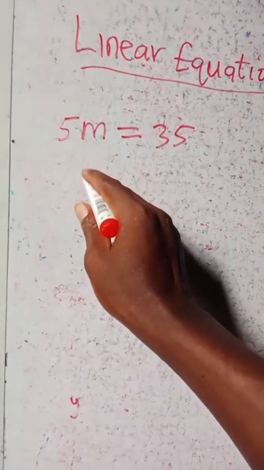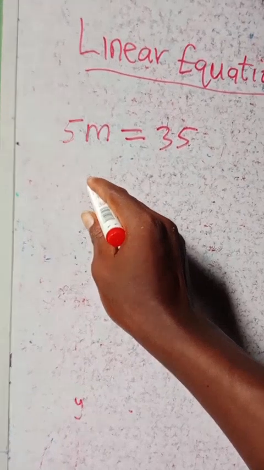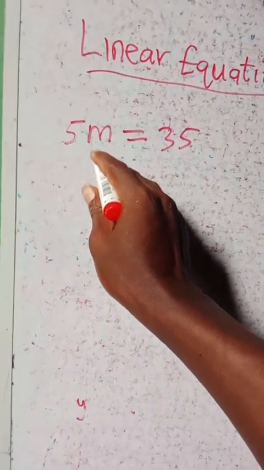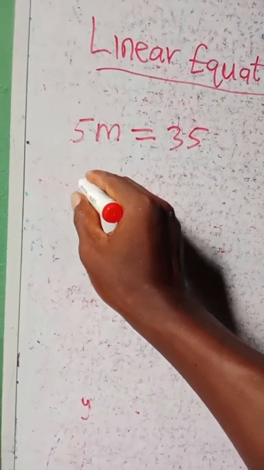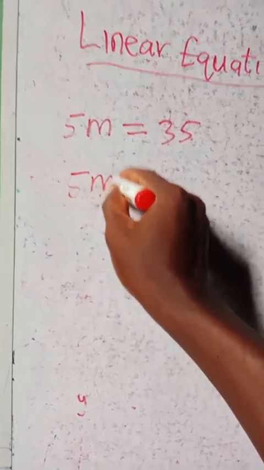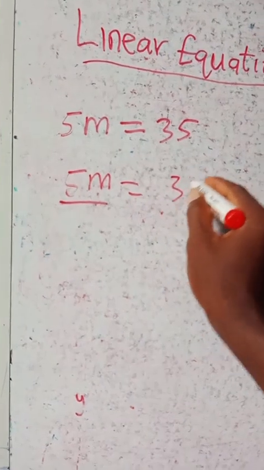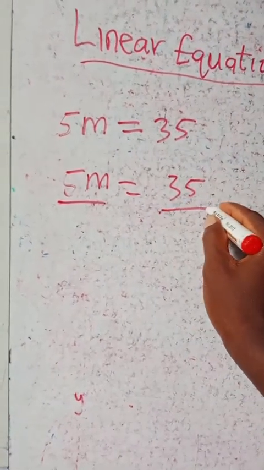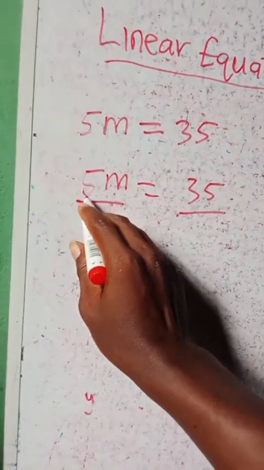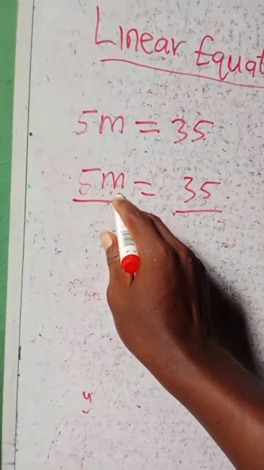How do I make m stand alone? So in order to make m stand alone, what will I do? I will divide this side and this side by the number that is with the m.